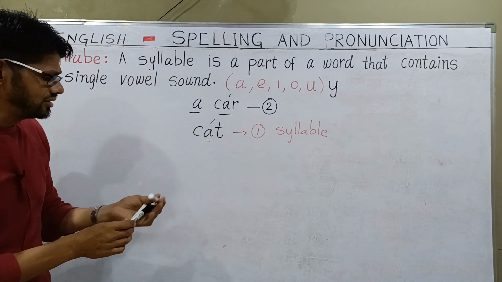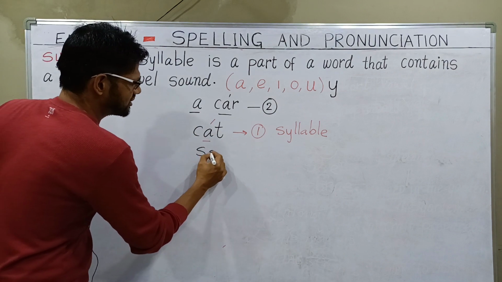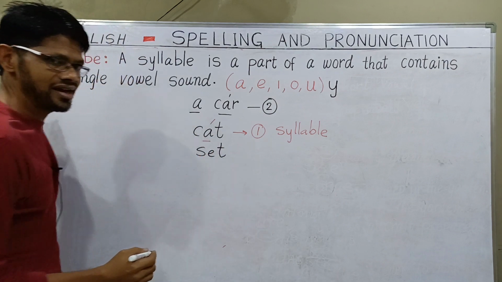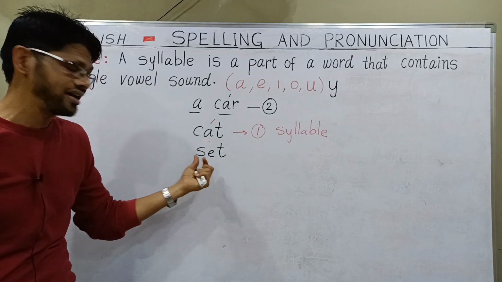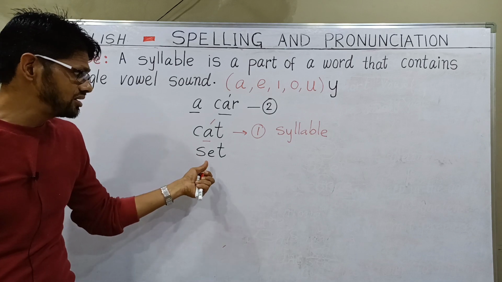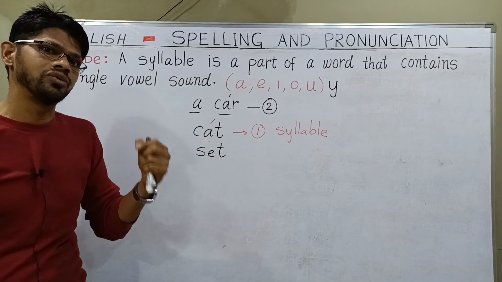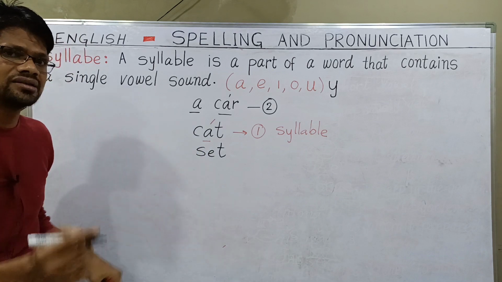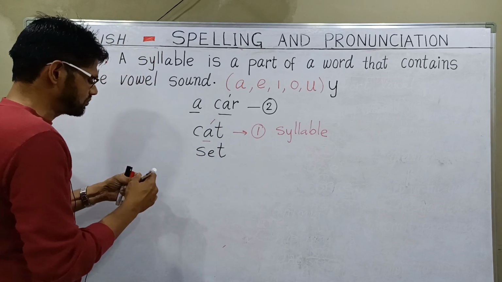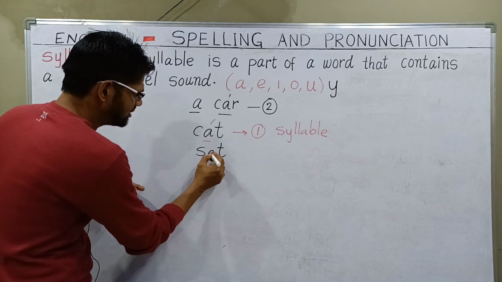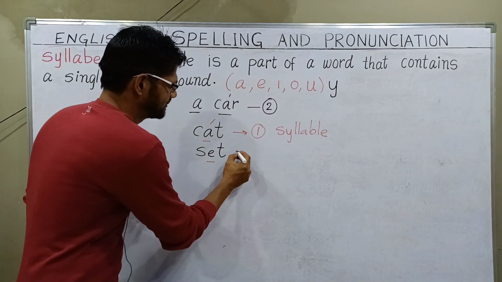Okay. So here some more examples we can take. For example, S-E-T, set. Set has how many syllables? One, because it is giving one sound. The word set has one syllable because it has one vowel and it is giving one beat or one sound. That's the reason it has one syllable. So you can see that S-E-T, set. It is a one syllabic word.